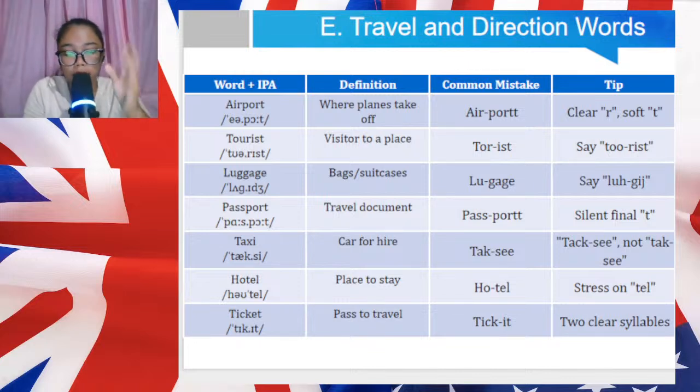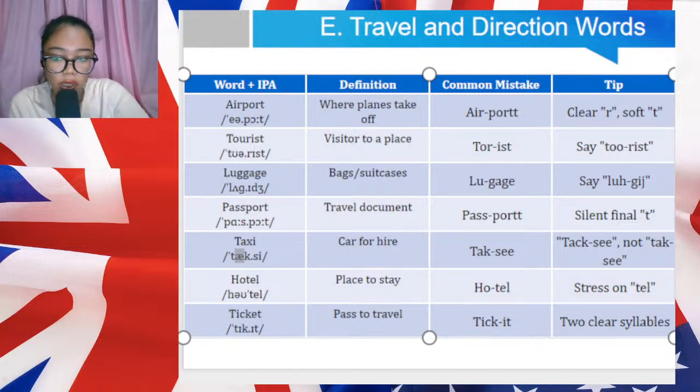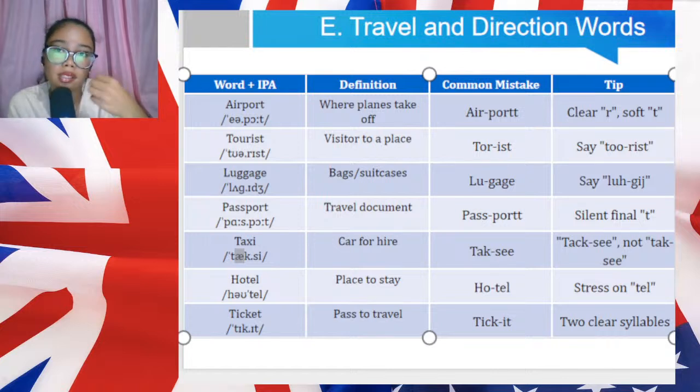And also, the letter A, the one highlighted, should not be a straight A sound because that's not how it sounds. It should be an A sound close to A, but not totally A. So it should be taxi. You relax your jaw slowly. Taxi, not taxi. All right. So that is the difference.